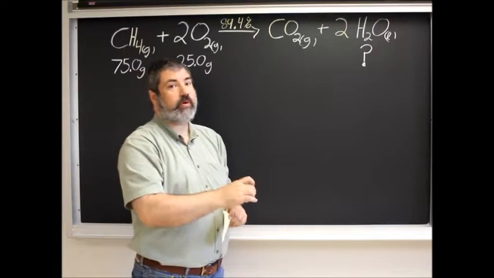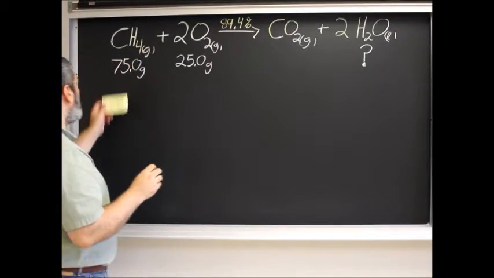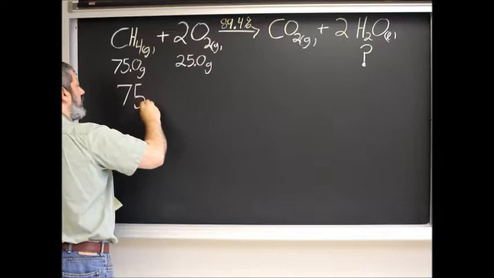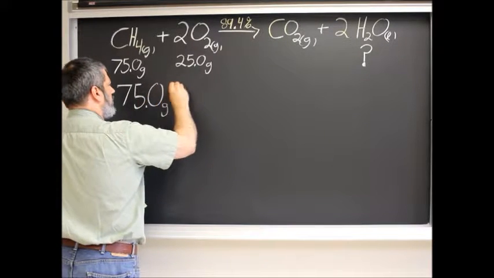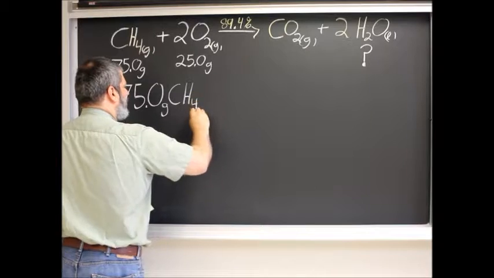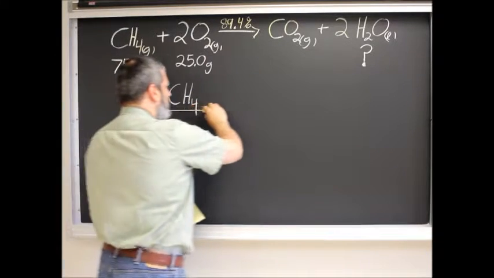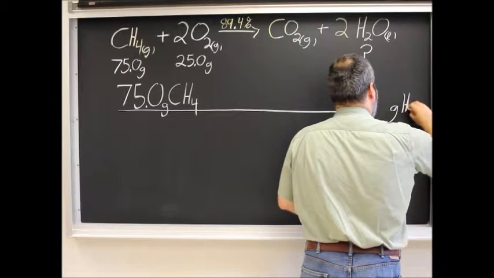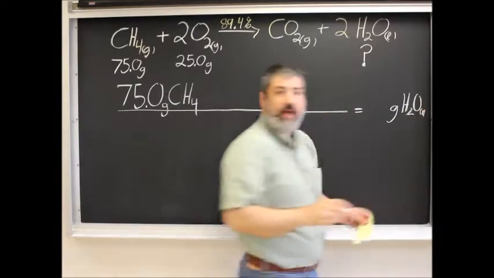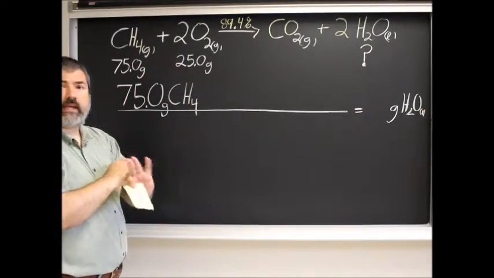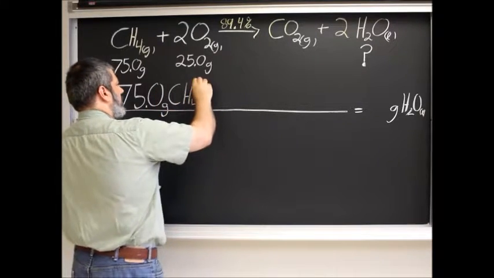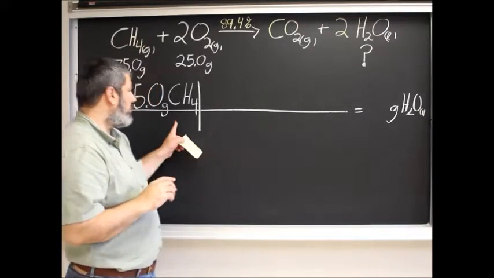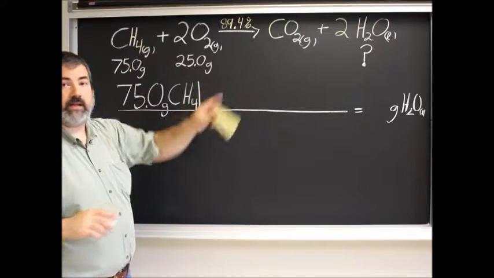There are several ways to approach this problem. What I like to do is start with what I'm given, in this case 75 grams of methane. And I will calculate how many grams of water that should produce, ignoring the oxygen. Okay. We have grams of methane. We must convert to moles of methane to use a balanced chemical equation.